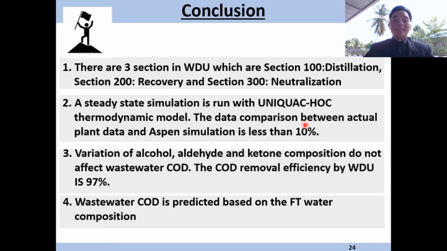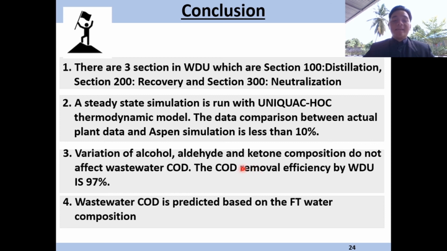So in conclusion, there are 3 sections that have been designed in the wastewater distillation unit: distillation, recovery, and neutralization. And also a steady state simulation is run with UKHOC to show less than 10% deviation between the actual plant data and the Aspen simulation. And variations in alcohol, aldehyde, and ketone composition do not affect the wastewater COD, but it happens only for carboxylic acid. As such, a neutralization process is introduced, so the removal efficiency increased to 97%.